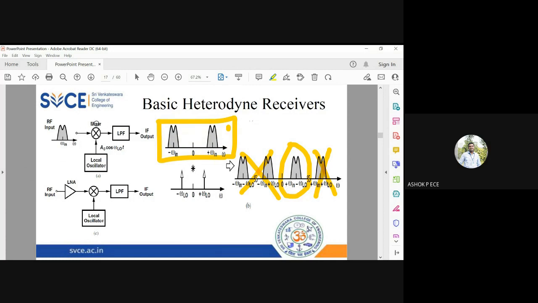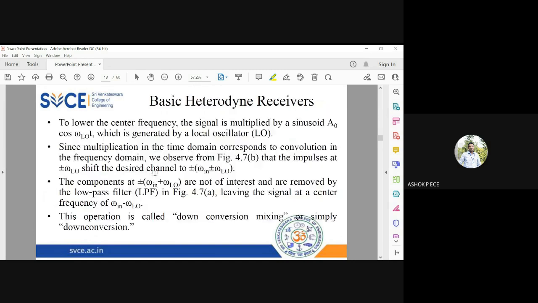Remember, a mixer is a circuit which multiplies two signals. Multiplying two signals in the time domain is equivalent, in the frequency domain, to producing the addition and subtraction of the two frequencies. So to lower the center frequency, I am multiplying the signal by the local oscillator, and it produces four different frequencies as I showed in the figure. All the unwanted frequencies are removed. Only one frequency, omega in minus omega LO, is retained by the LPF.